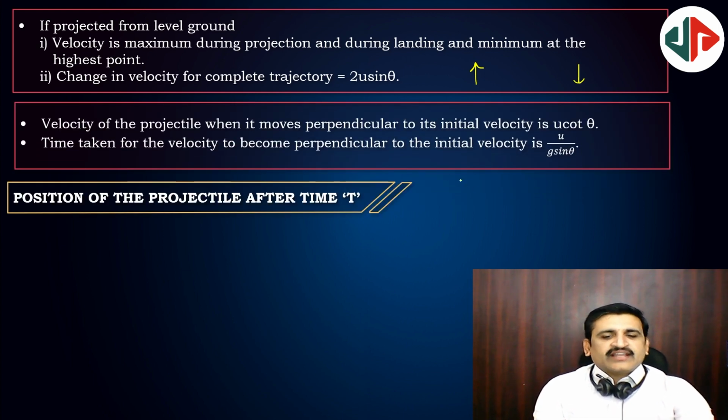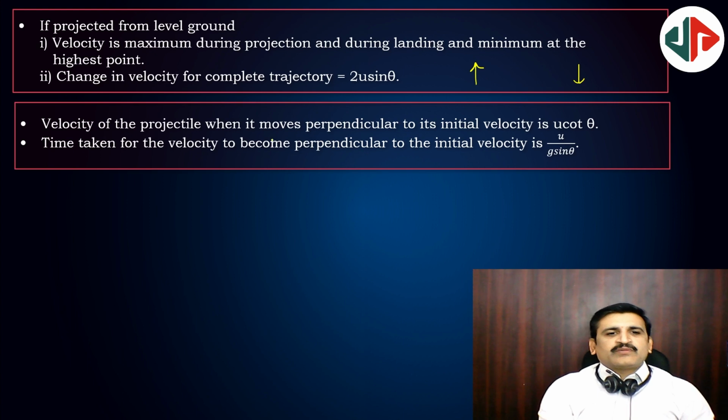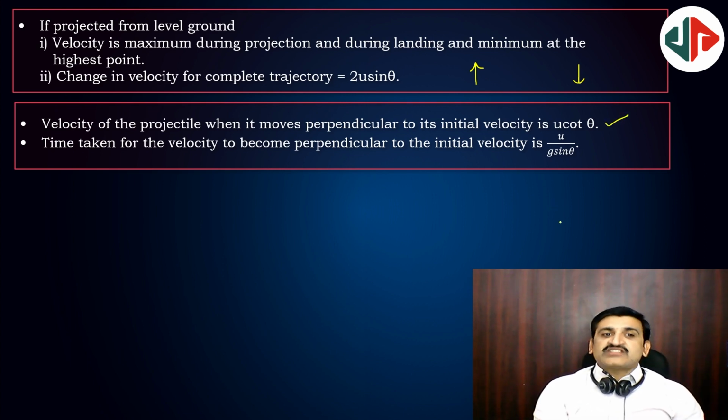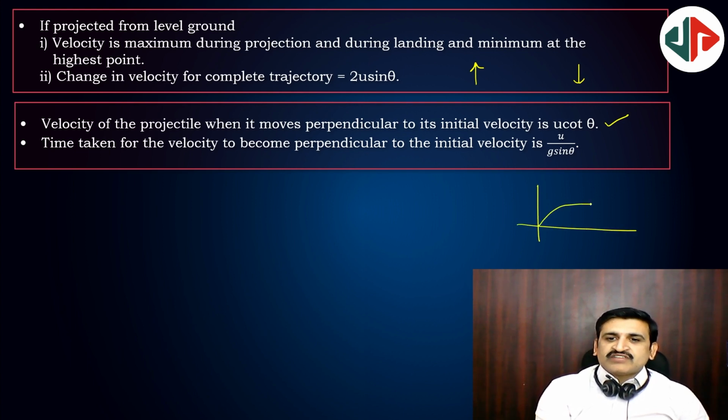Next, velocity of the projectile when it moves perpendicular to its initial velocity is u cot theta. It's an important bit, given many times in previous examinations. I will draw a picture so that you come to know that. Velocity of a projectile when it moves perpendicular to its initial velocity. See, initial velocity vector, let me take another color. Initial velocity vector is this one.